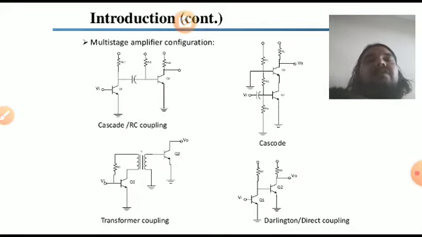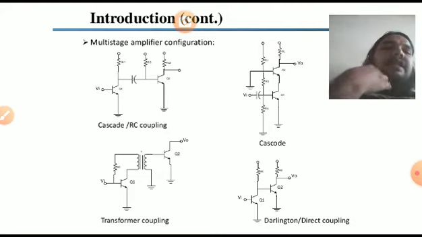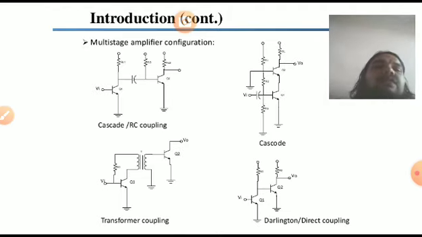In the diagrams, RC coupling amplifier, multi-stage and cascade amplifiers, transformer amplifier, Darlington and direct coupling amplifier will be there. There are four types of amplifier in the slide. First one is RC coupled, second one is transformer coupled, third one is direct coupling, and fourth one is cascade coupling.